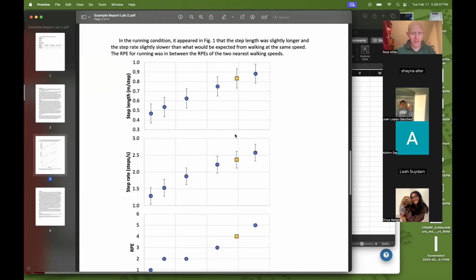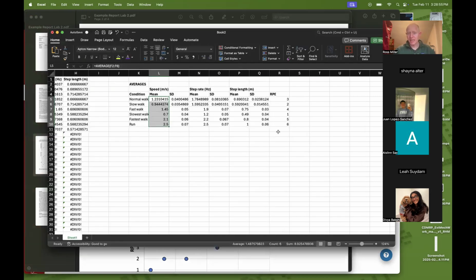So let's see how we might make one of these. Let's suppose I wanted to make a graph of speed on the x-axis and step length on the y-axis. Again, there's lots of different ways you can do that, but the way that I recommend doing it is you highlight your speed. And then y'all can't see my keyboard here, and I'm on a Macintosh.